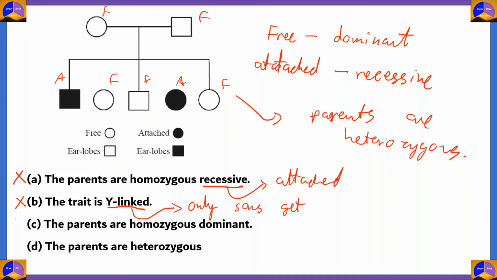What about option C? The parents are homozygous dominant. Now, dominant means they have free earlobes, and that is correct. But if you notice our diagram, both parents are having dominant traits, but some of their children have the recessive trait. This is only possible when parents are heterozygous. So the parents here are heterozygous and not homozygous. So option C is incorrect. The right answer is option D. The parents are heterozygous. And that's why some of their children have free earlobes, which is dominant, and the others have recessive, which is attached.